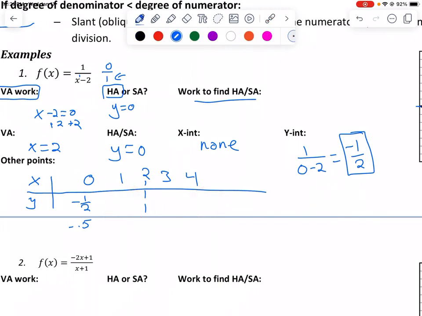So 1 over x minus 2, and I'm going to do some iPad work just so I don't have to write a million things down. If I plug in 1 there, that's going to give me 1 over negative 1, and that's really just negative 1. So when I plugged in 1, I got out negative 1.